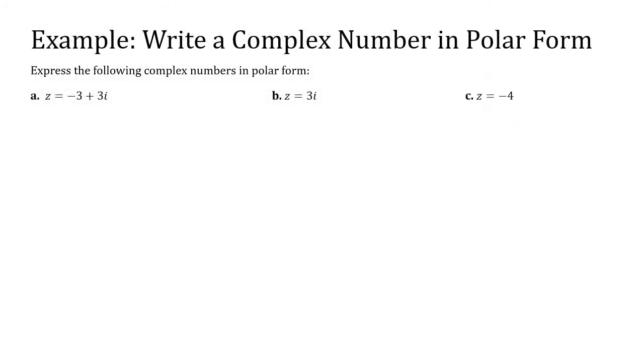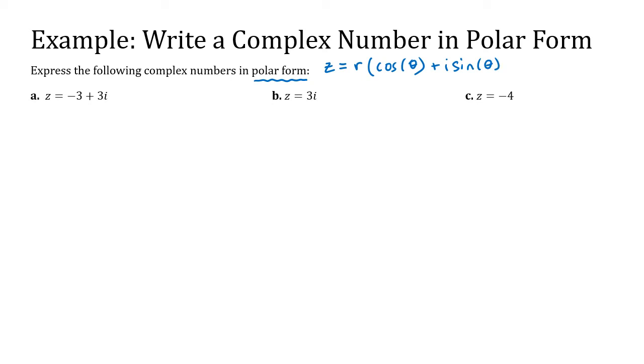Okay, let's take a look at an example. In this example, we're being asked to express the following complex numbers in polar form. We have z equals -3 plus 3i, z equals 3i, and z equals -4. Okay, so polar form is what we're looking for. Polar form is going to be taking a number that's in rectangular form, which gives us x and y, and rewriting it in terms of r and theta, right?